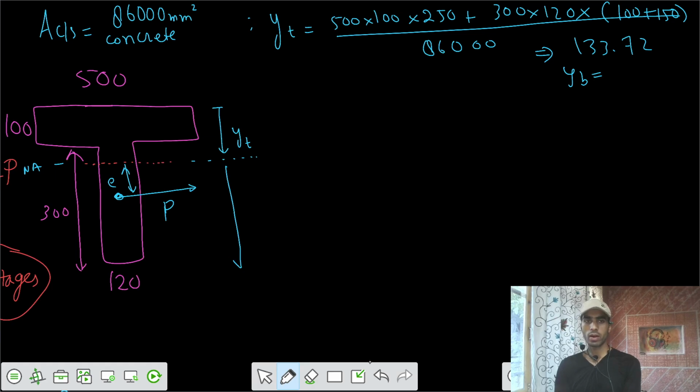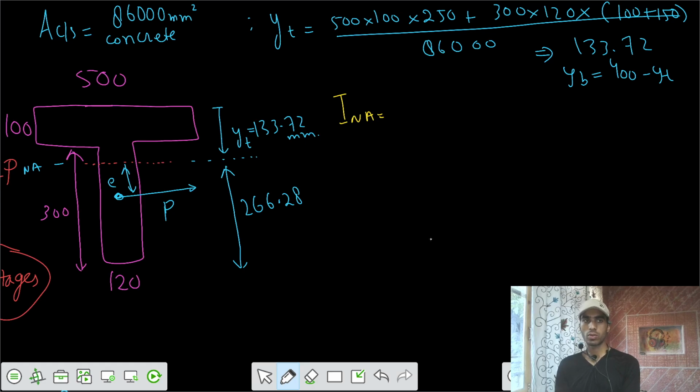And your Y bottom can also be solved. What is the total value we have? Total depth, that is 400. So we can write 400 minus Y top, that equals 266.28, and Y top was given as 133.72. So we got these values, and we can calculate the moment of inertia about the neutral axis.